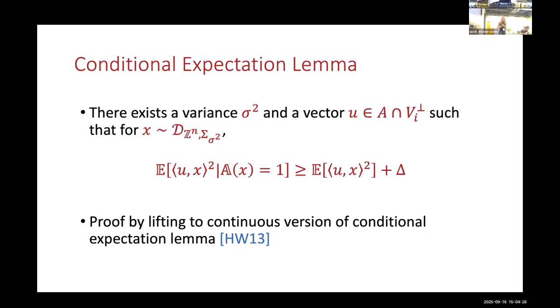So in particular, what we do is we say, suppose that this is not true in the discrete setting. Then we're able to come up with a slightly adjusted estimator so that we get a contradiction with the continuous conditional expectation lemma. So that's a contradiction with the previous Hartwig paper, and that's how we conclude this conditional expectation lemma.